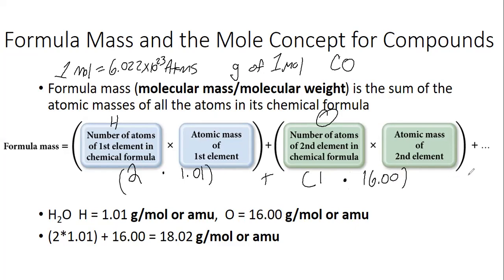And you do this for however many types of atoms you have. Water, we only have two types of atoms, hydrogen and oxygen, so we're done. And we just do the math. 2 times 1.01 plus 16 equals 18.02. So the molecular weight of water is 18.02 grams per mole, or one mole weighs 18.02 grams.